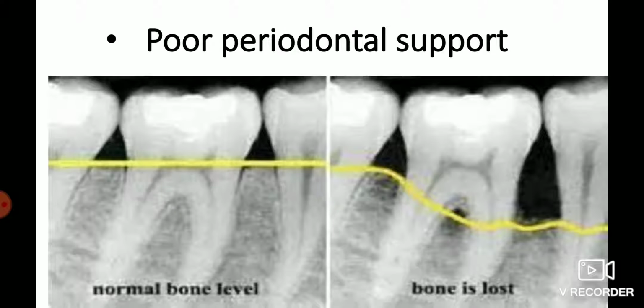Next is poor periodontal support. You can see a normal bone level, and here there is bone loss. There is a horizontal as well as a vertical bone loss present. So here the extraction might be easy in some cases. It is not completely easy. It might be easy in some cases.